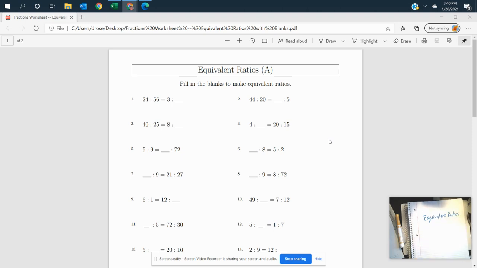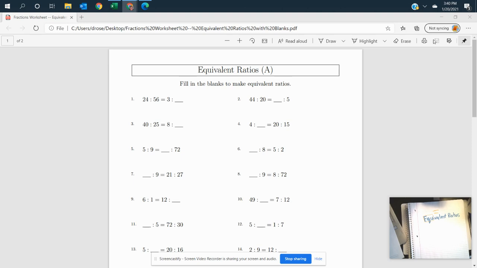You have been making equivalent ratios with your double number lines. Those number lines that you're making actually make equivalent ratios. So equivalent, you can see the little word in there. It means simply equal. Okay, so equal ratios.